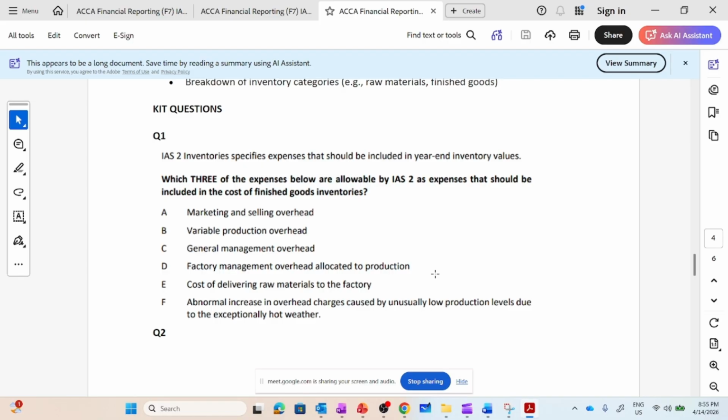B, D, and E. So the B is the variable production overhead. Okay. Any other option? Contrary.